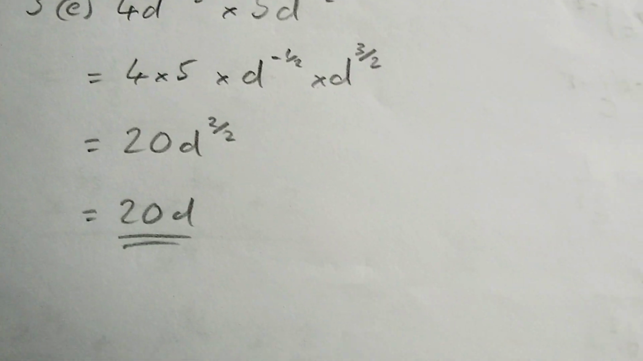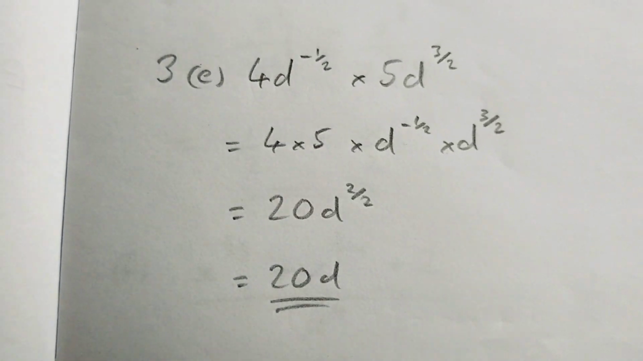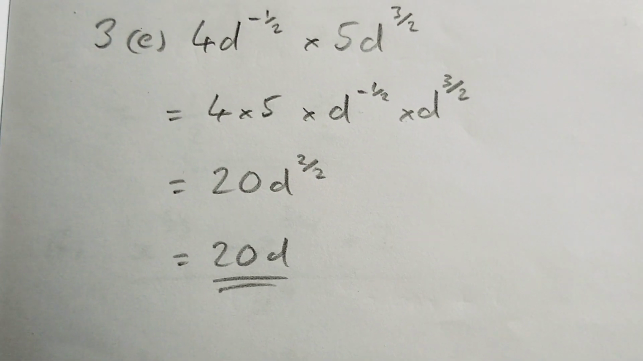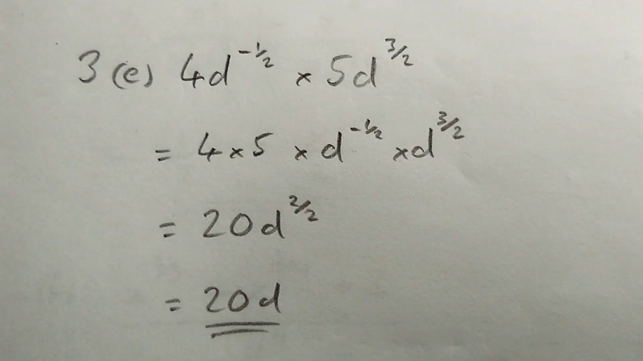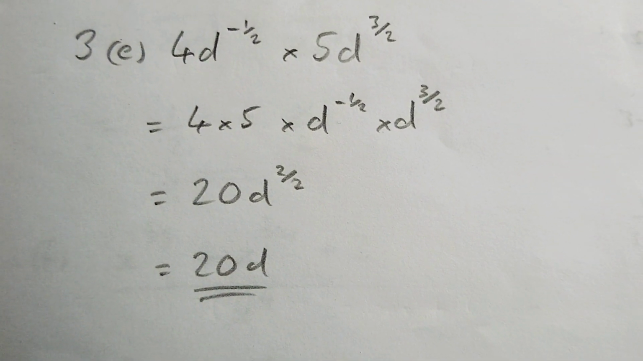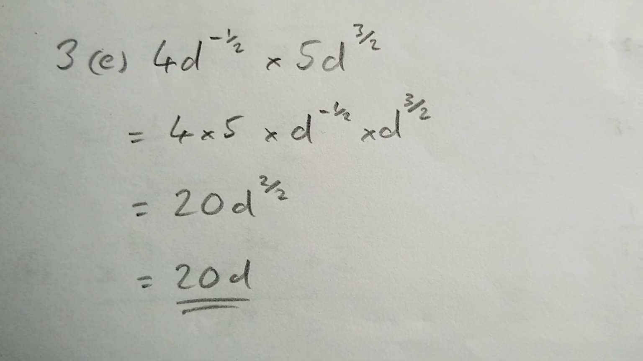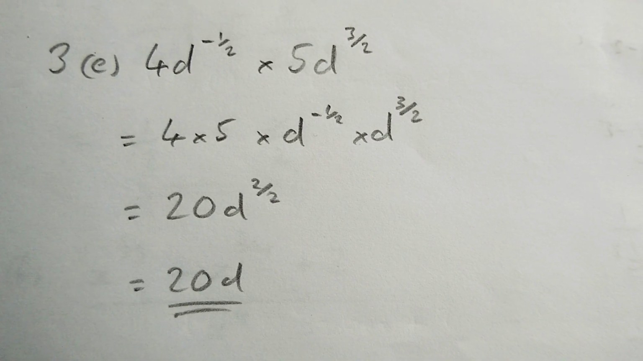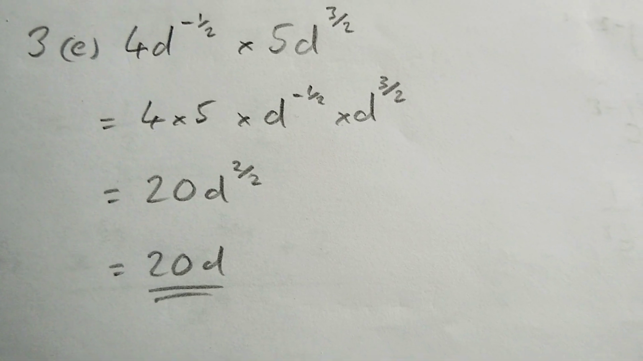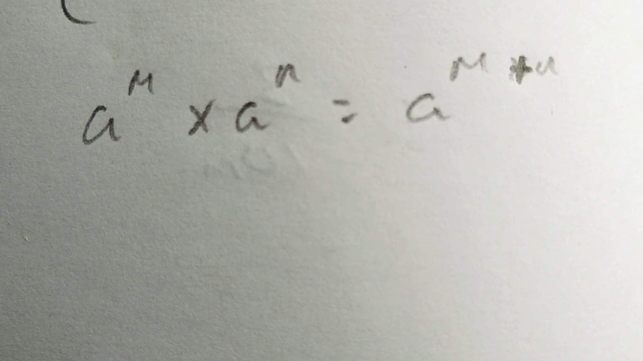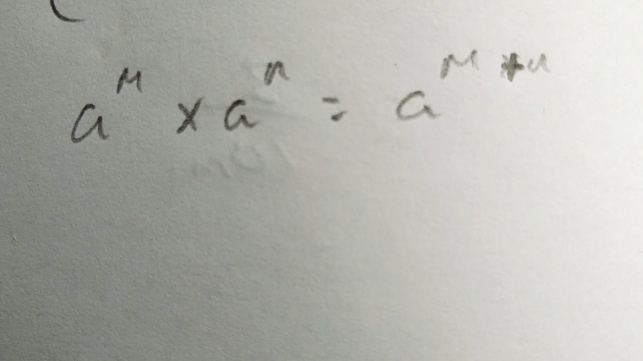Right, let's have a look at 3e as well. So in 3e, 4d to the negative 1/2 multiplied by 5d to the 3 over 2. So 4 5s are 20. And then take care of the algebra. So d to the negative 1/2 multiplied by d to the 3/2. So just going back over here, we are using this rule. So for multiplying powers, we can add the powers together.